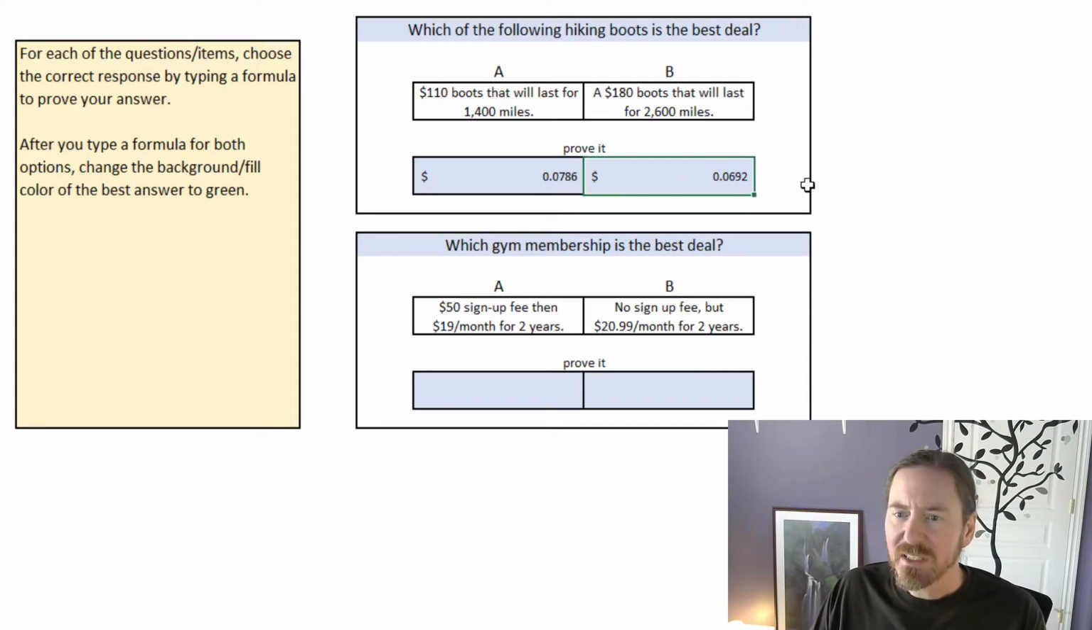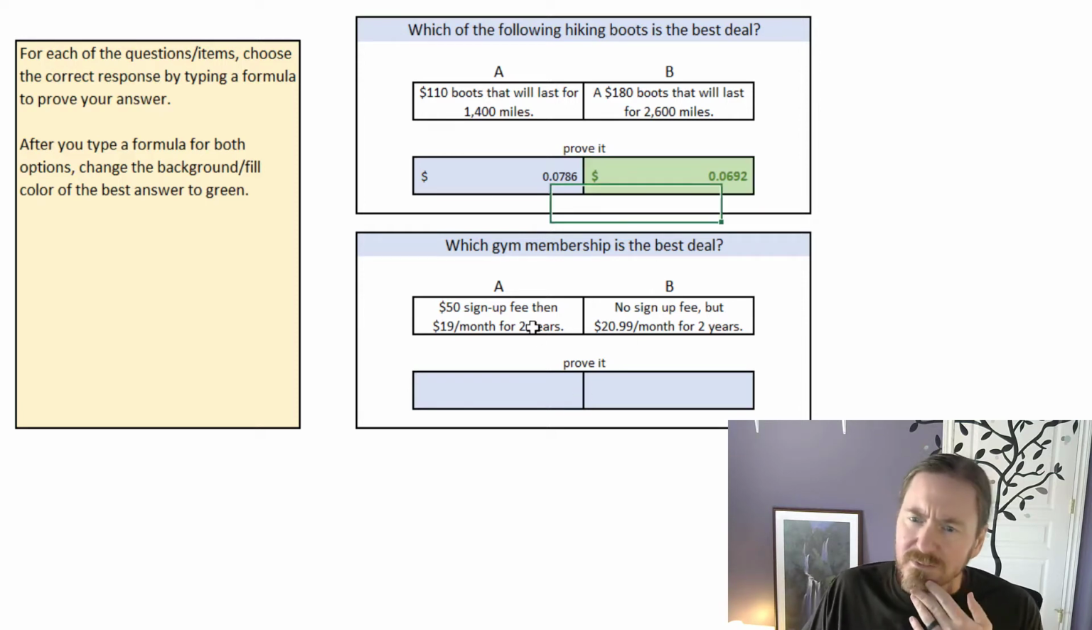So we can start to assume that that's going to be the price per mile. So 0.06 cents per mile, or $0.06 per mile, so 6 cents per mile. Looks like this one's going to be the better deal. So let's go ahead and format. Well, I'll just do green fill, bold, and a little bit bigger. So that one stands out. All right, so it looks like Boots B was the better deal.